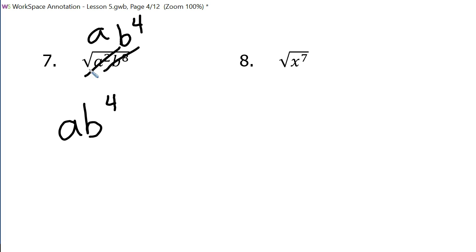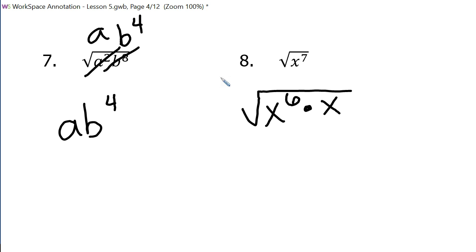Number 8, now we have the square root of x to the 7th. Can I cut that in half? No, not easily. So what we have to do is we're going to have to factor this as well. So what I want you to do with it is break it down and bump it down a degree. So that's x to the 7th. If I bump it down 1, this needs to be x to the 6th. So x to the 6th times x to the 1st gives me x to the 7th.